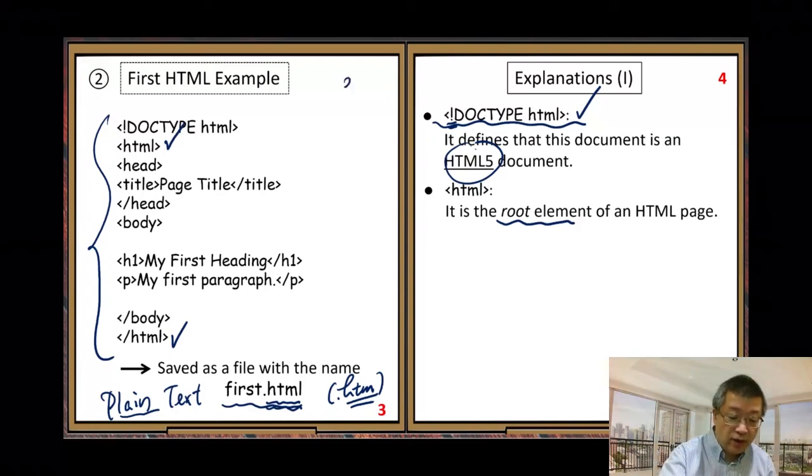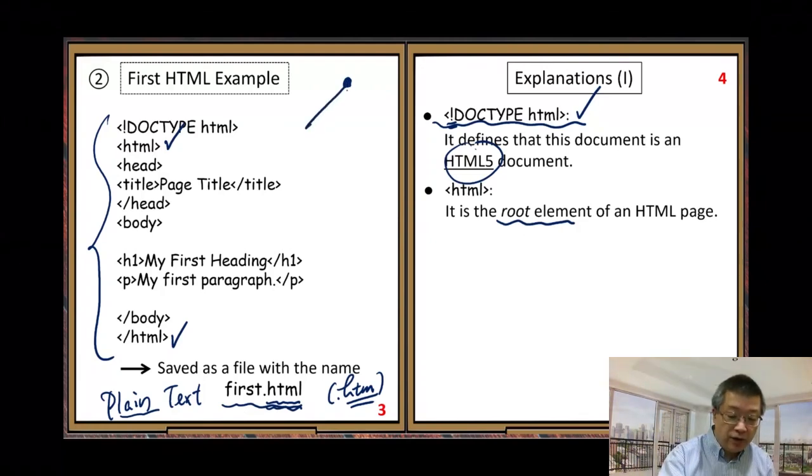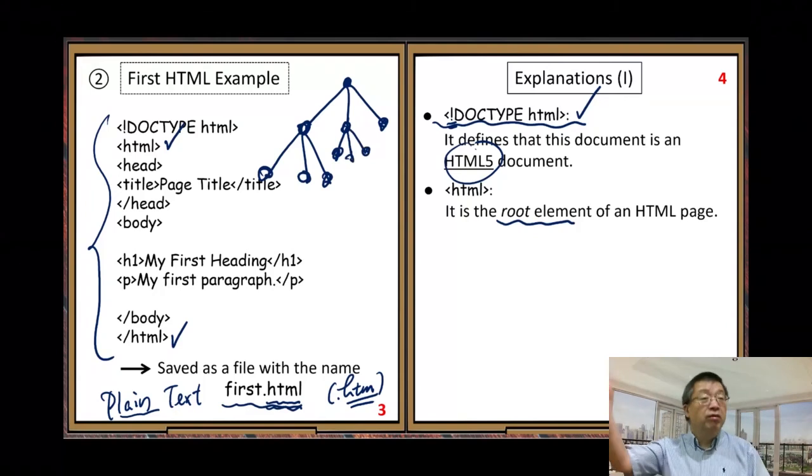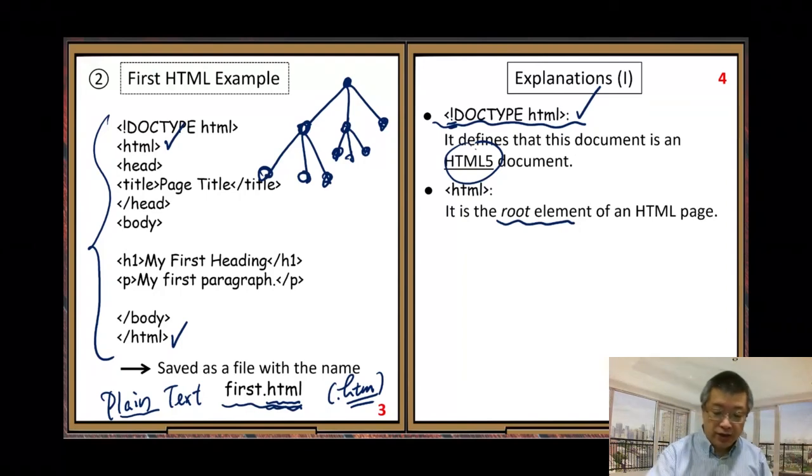Here, let me draw a tree. In computer science, we start a tree from the root. After the root, we may have many branches. Each branch has one element associated with it. Then each branch can expand to many more branches. That's the typical tree structure. The web browser interprets the whole HTML document using a tree structure, so you need a root element for that tree. This HTML tag element is the root, so you start from there.